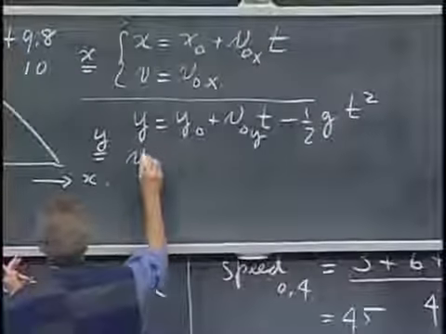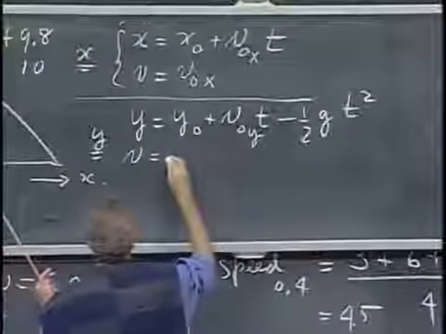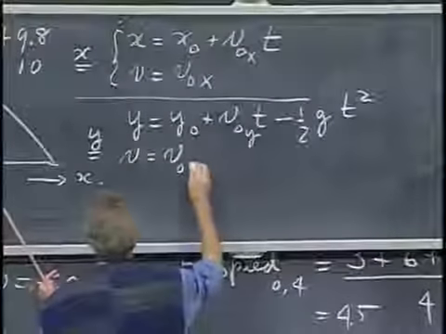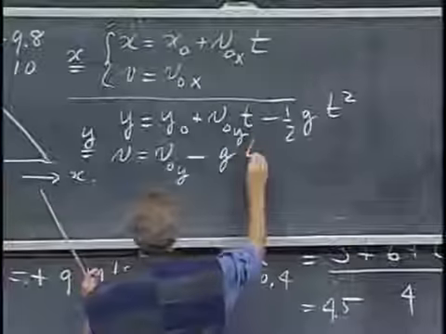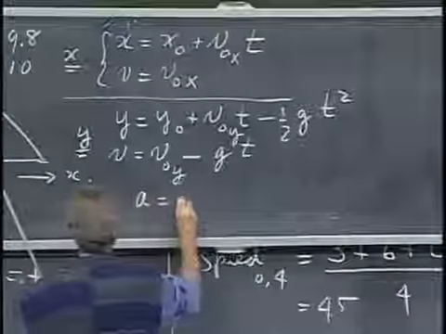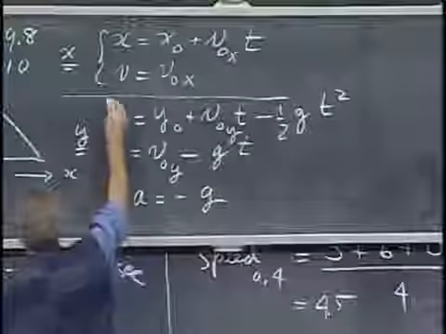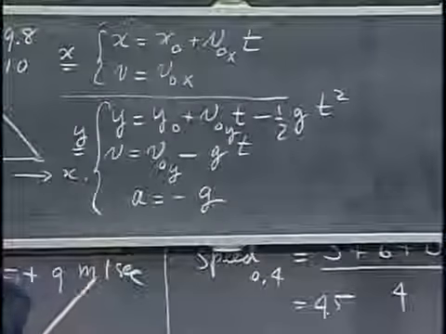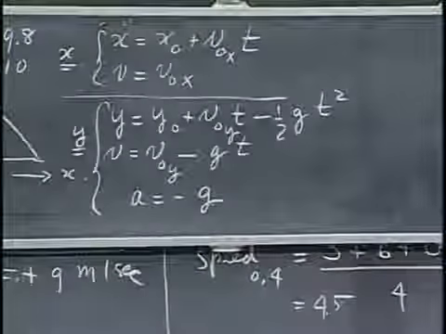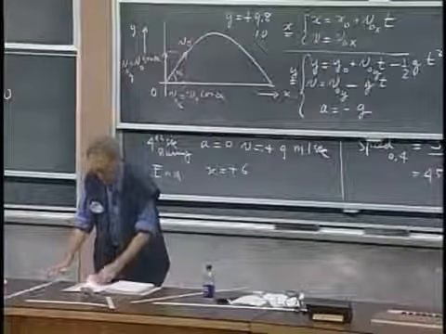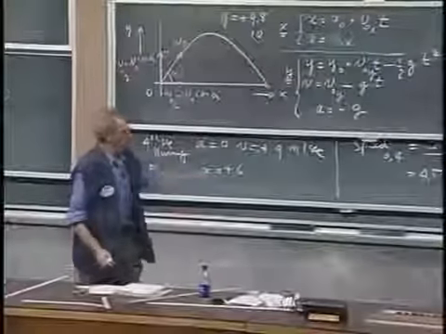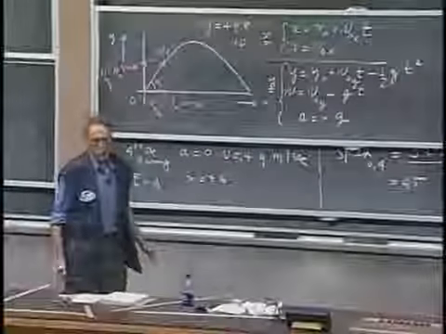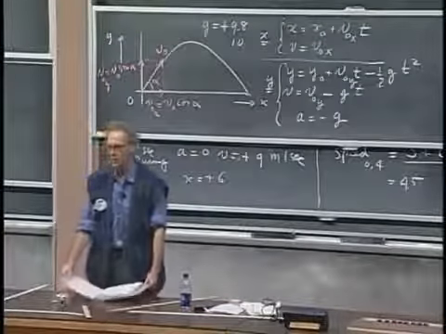Then the velocity in the y direction as a function of time would be this derivative, that is v0y minus g t, and the acceleration equals minus g. So these are the three equations that govern the motion in the y direction. This only holds if there is no air drag, no friction of any kind.